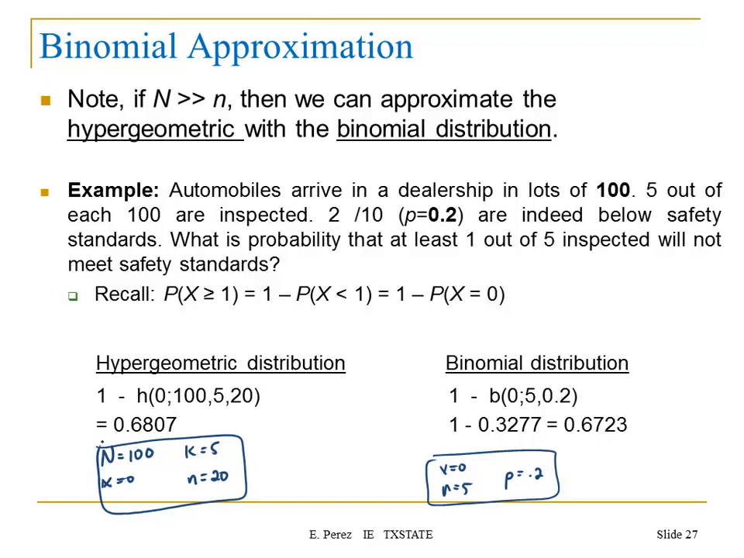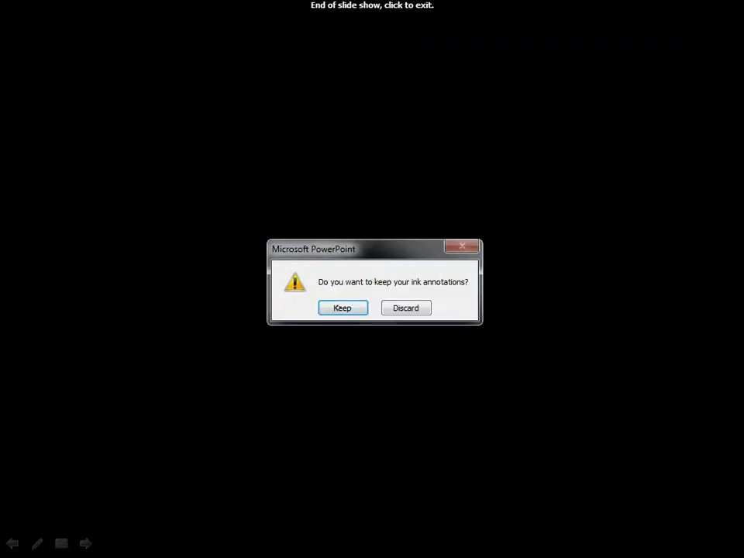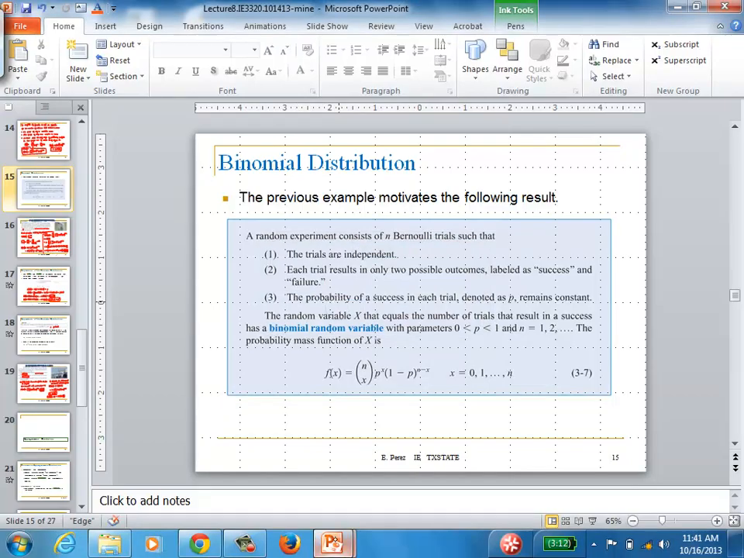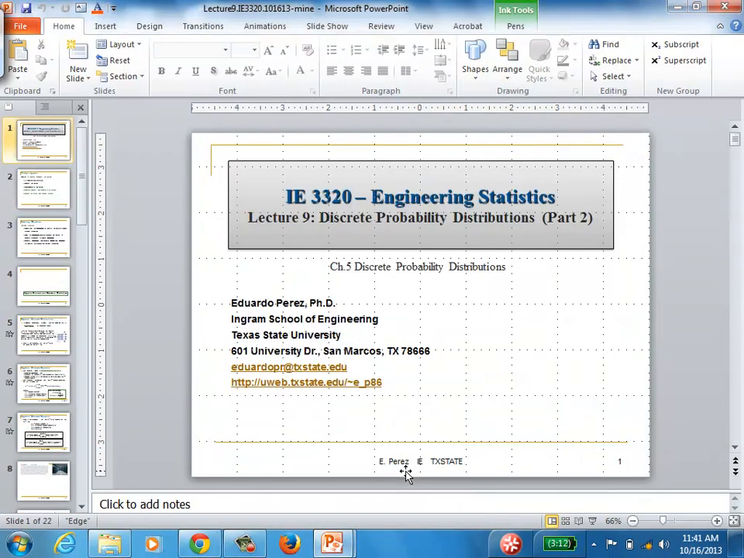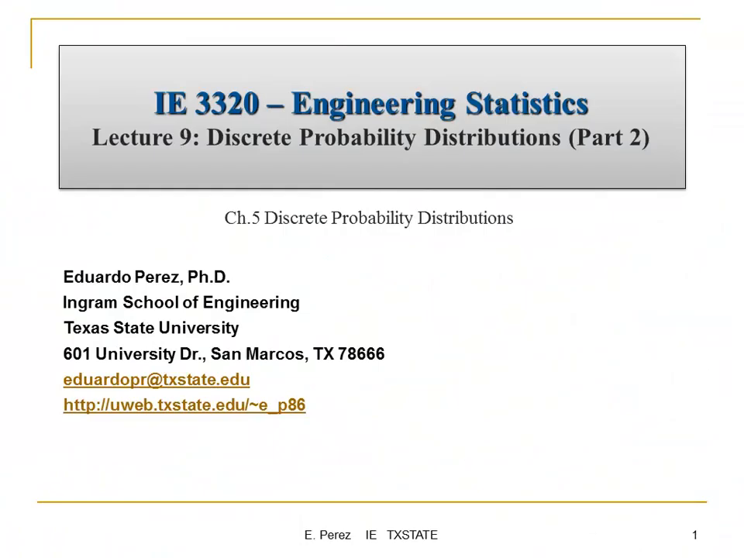So now we're going to transition to a different type of distribution, which is called the negative binomial. And I can tell you that you're going to have a lab based on this distribution today. So it will be good for you to pay attention and understand what we are explaining. So let's go to the next set of slides, and this is lecture 9.